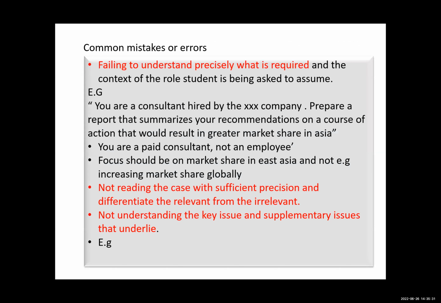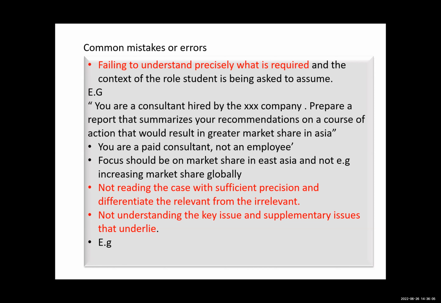So what are the common mistakes that we make? Failing to understand precisely what is required, right? Take for example this: you're a consultant hired by the company. Prepare a report that summarizes your recommendations on a course of action that would result in greater market share in Asia, right? You're a consultant, you're not an employee. Focus should be on the market in East Asia and not on the global market. These two things should be very clear, unless you ask this question.